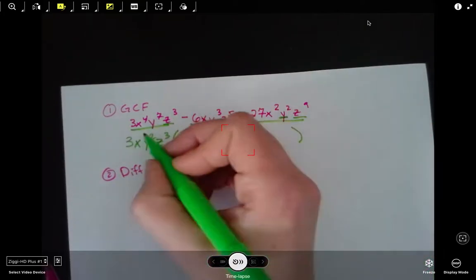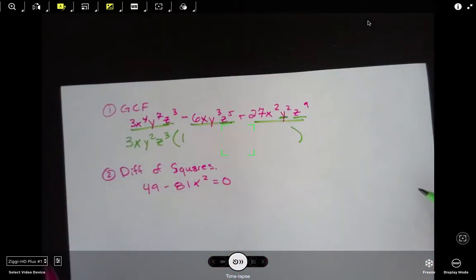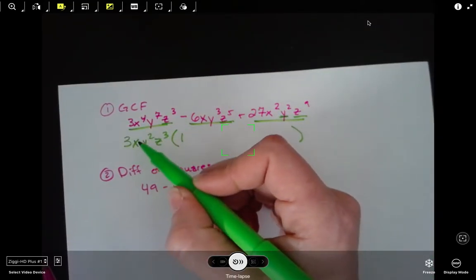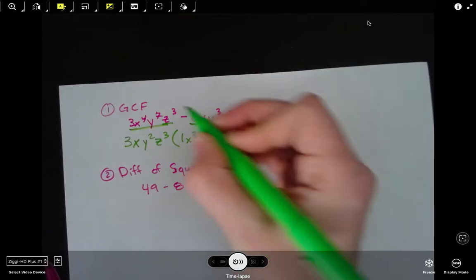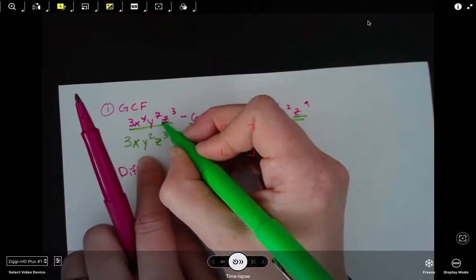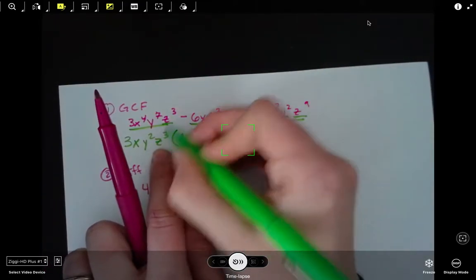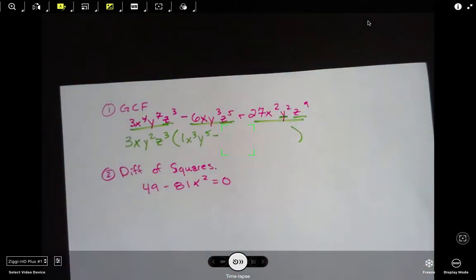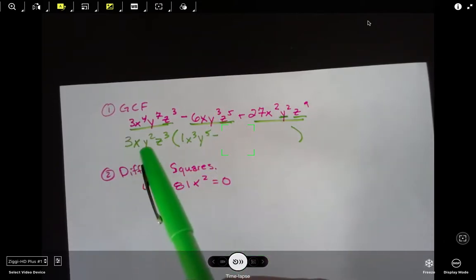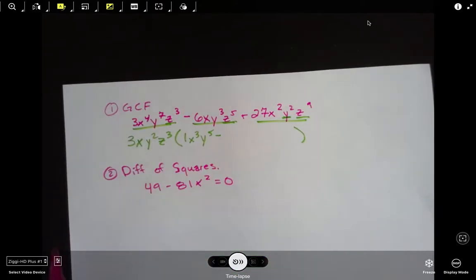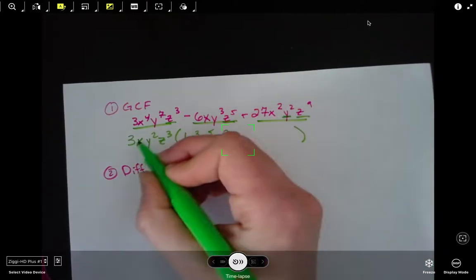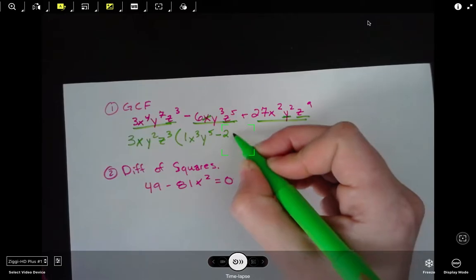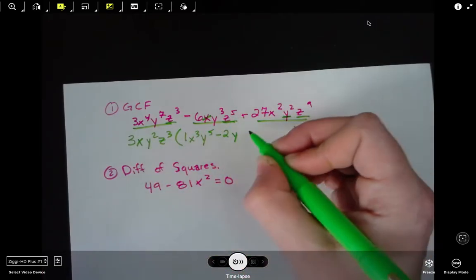So if I take a 3 out, 1 is left over. If nothing's left over, I put 1. X to the 4th and x. X to the 3rd. If I take 2 y's from 7, y to the 5th, and if I take the z to the 3rd out, it's gone. Minus. 6 divided by 3 is 2, so that'll be a 2 there. If I take this x out of there, it's gone. If I take 2 y's from here, y is left over, and if I take 3 z's from here, z squared.